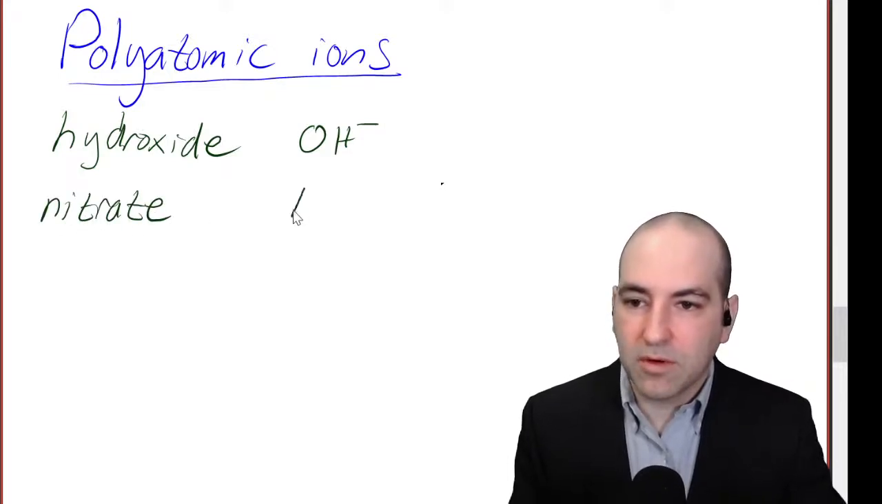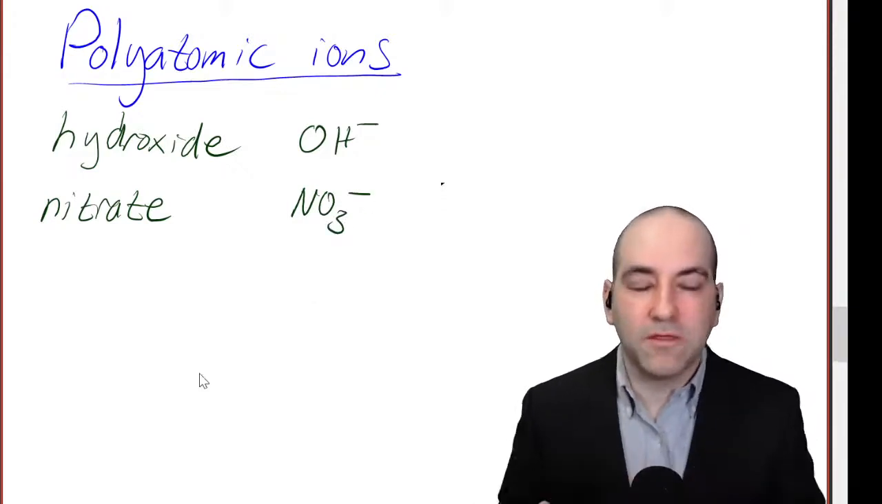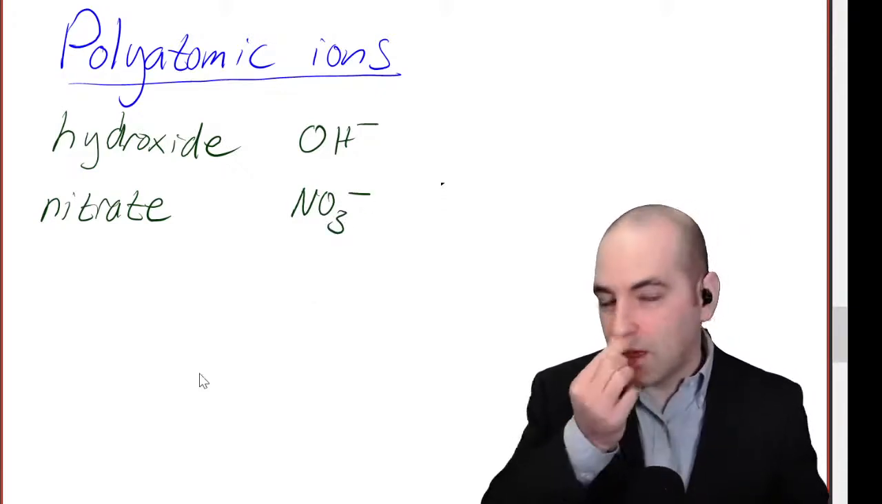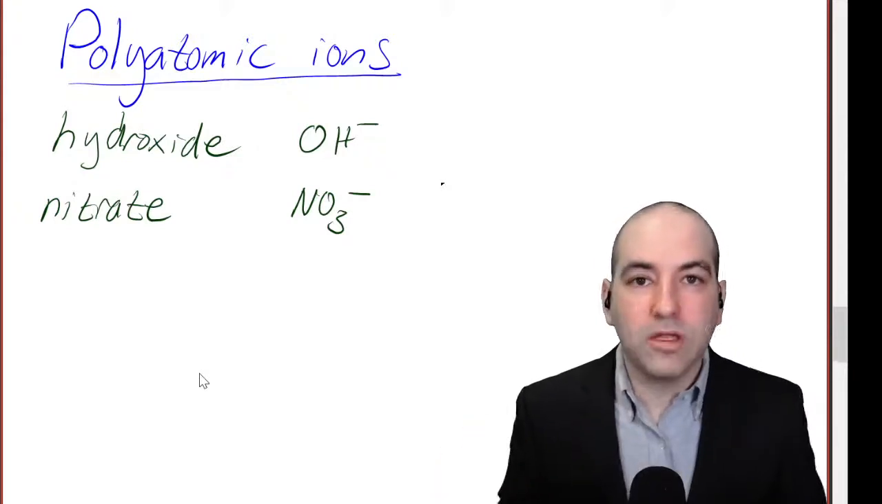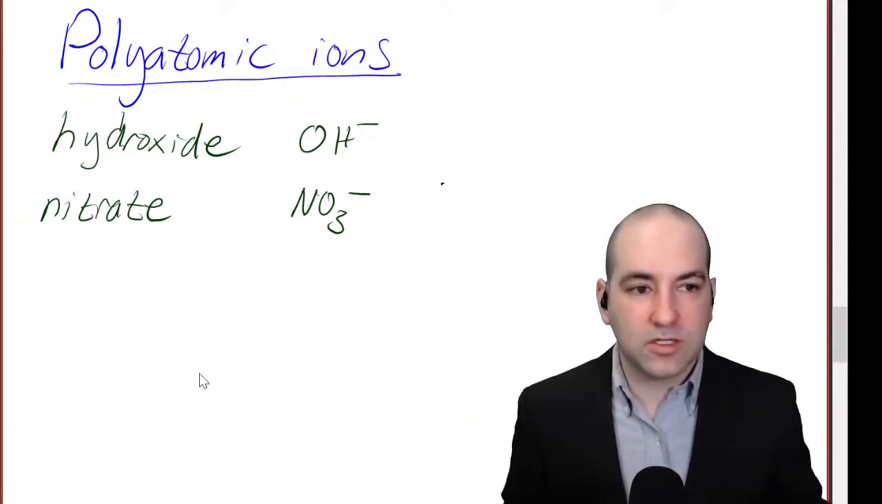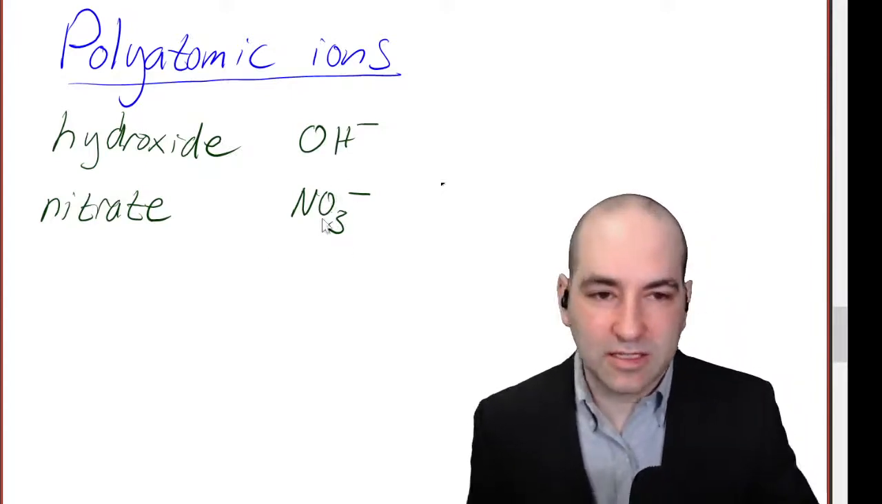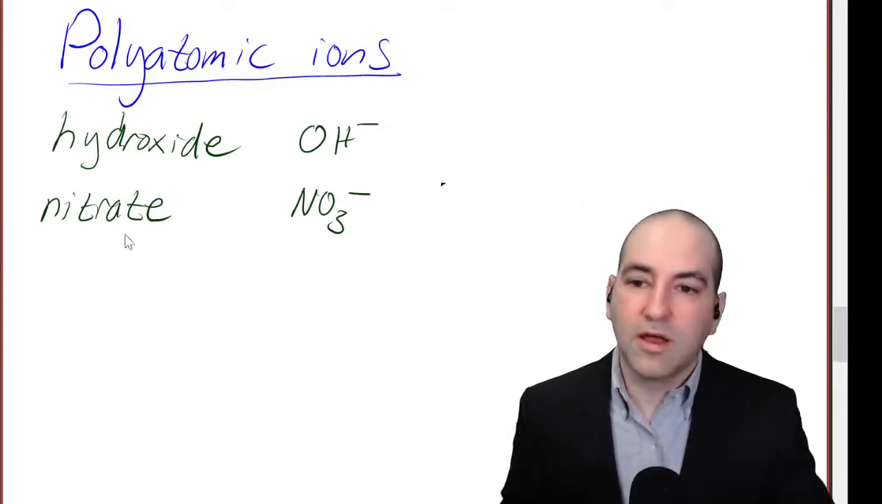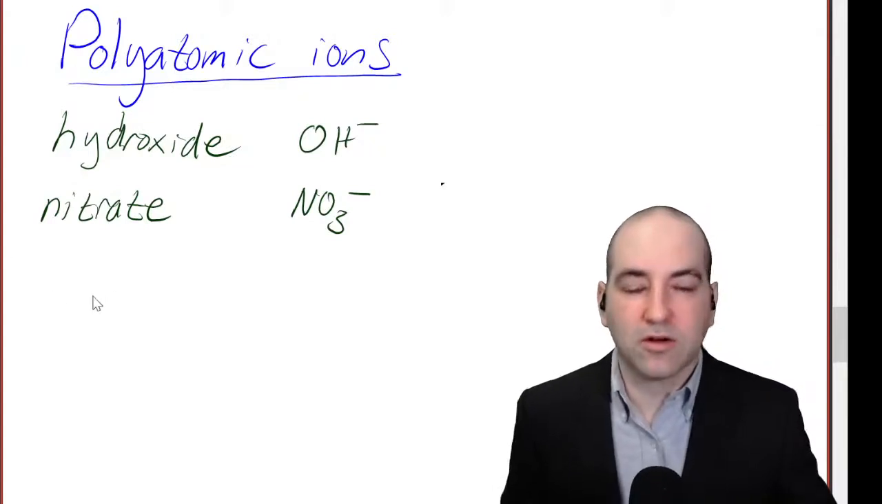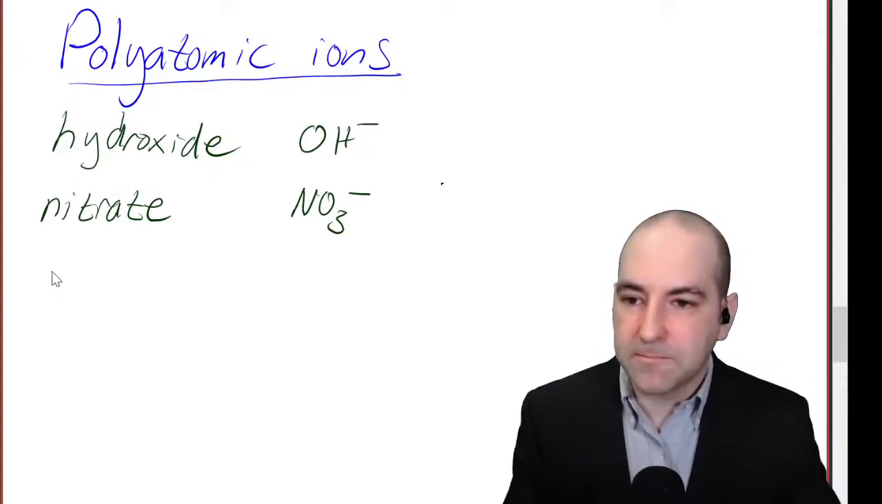Nitrate is another common one, which is NO3 minus 1. So it's that whole thing. It's made of nitrogen and oxygen, but it's all together in one unit called nitrate with a minus 1 charge. So you can treat it just like all the other ions, but you have to recognize that it's going to have a little bit different formula because it's this grouping of atoms together in one ion.